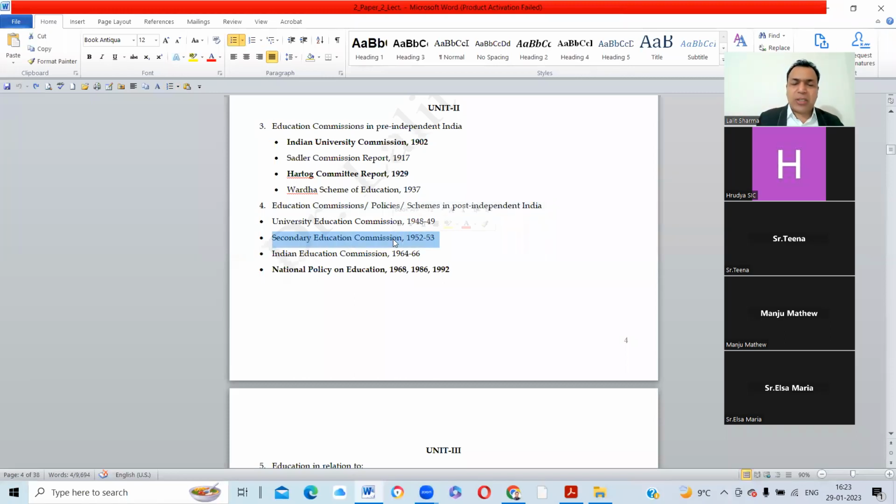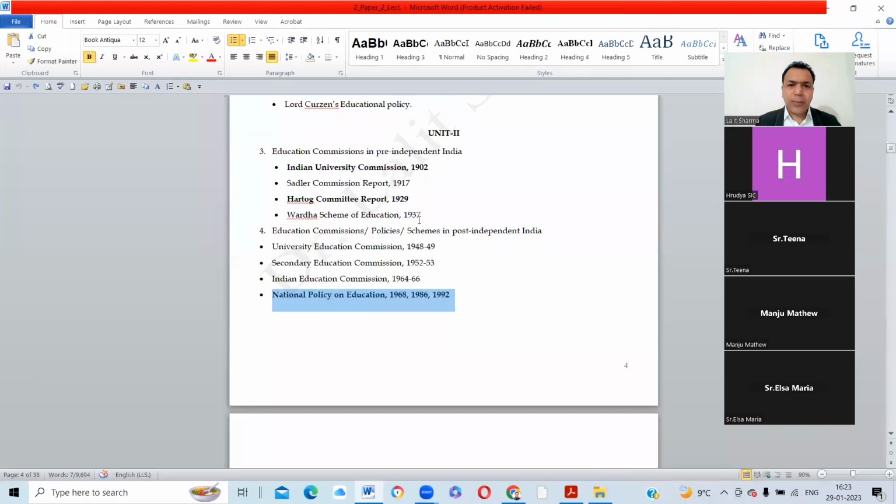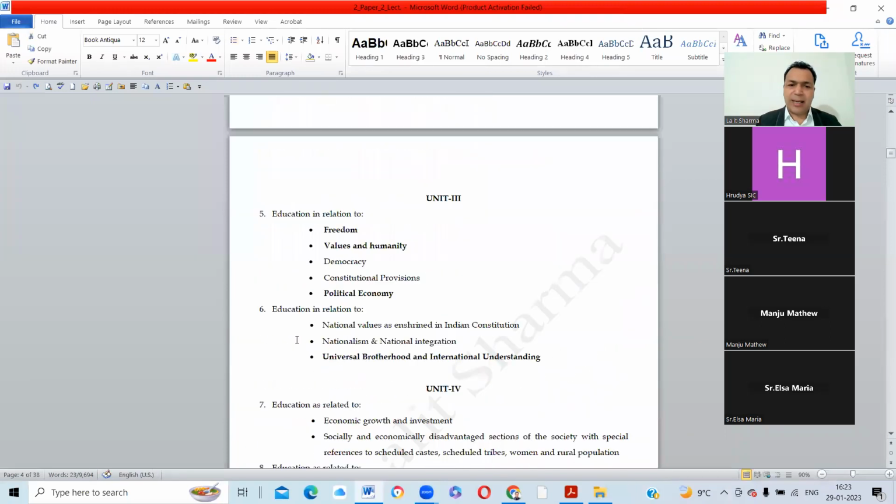And the Secondary Education Commission talks about secondary schools. Indian Education Commission 1964-66, we have already done in our previous classes. Kothari Commission, guys, if you remember, right? And the Secondary Education Commission was given by Mudaliar, who was a vice chancellor of the university. And National Policy on Education 1968, 86, and 92. So any one of them you can do completely. Then go for another one, right, guys?